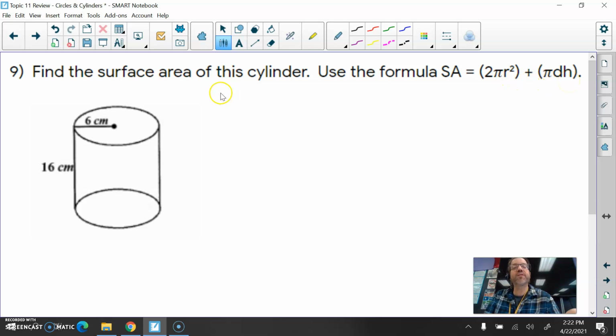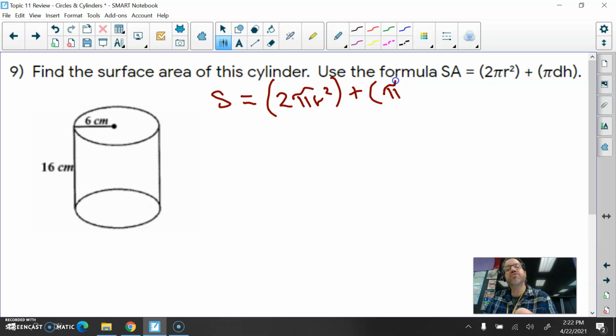It's nice to have a formula, even in this case when it's kind of a long formula. I'll rewrite it here, 2 pi r squared. That gives me the area of the 2 circles, plus pi dh. That'll give me the area of the lateral surface, the surface that wraps around the cylinder. Now I'm going to rewrite this, but substituting in some numbers.